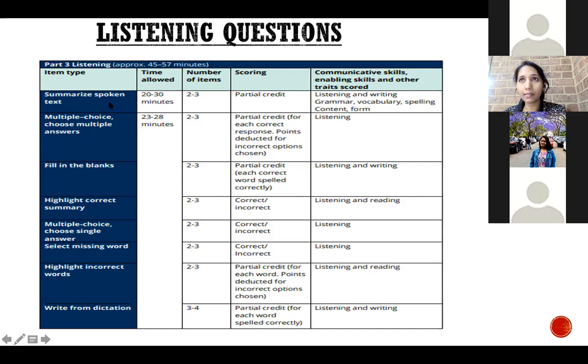Actually, this summarize spoken text carries how many marks? It carries a total of 10 points. You're marked like this: grammar gets 2 points, vocabulary 2 points, spelling 2 points, content 2 points, form 2 points. So you get 2 points for each of these criteria, and thus the total question is for 10 points.